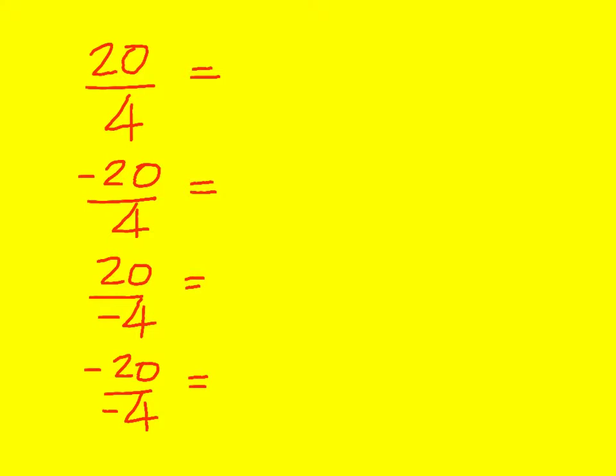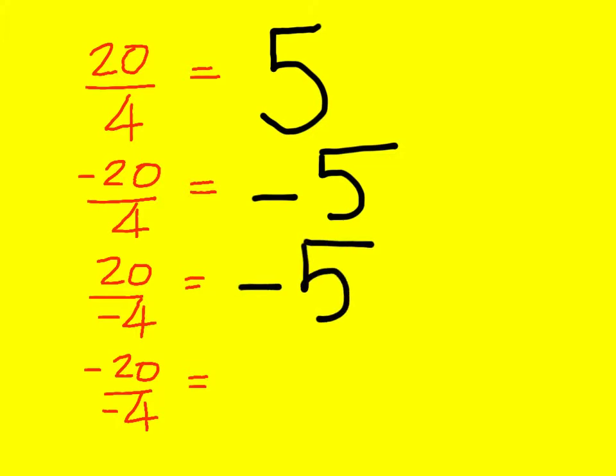Example problem number 1. 20 divided by 4, positive over a positive is a positive 5. A negative 20 over a positive 4 is going to be a negative 5. A positive 20 over a negative 4 is going to be negative 5. And then a negative over a negative, negative 20 over negative 4, is going to give us positive 5.